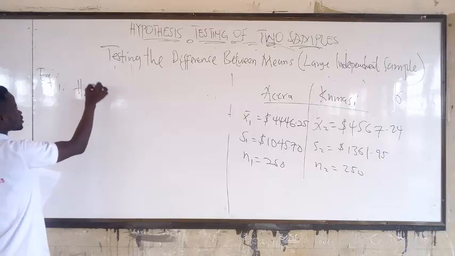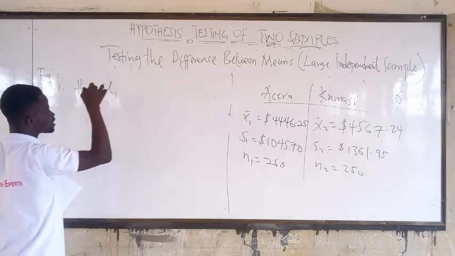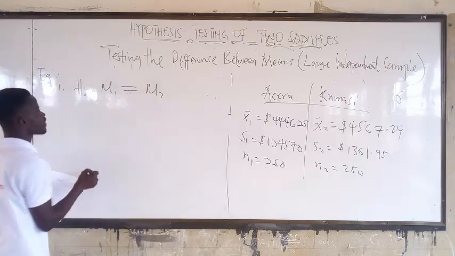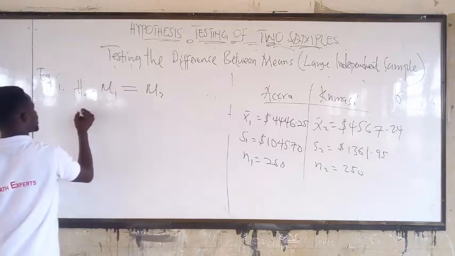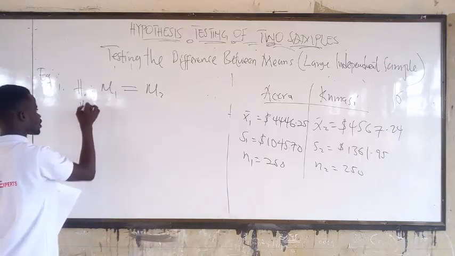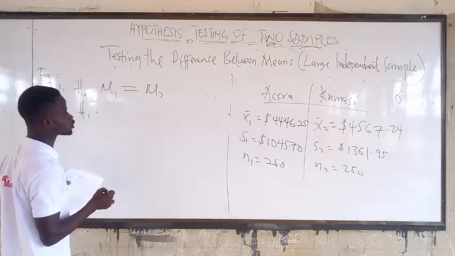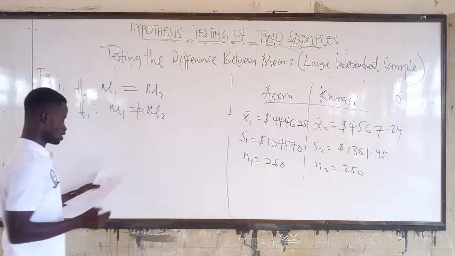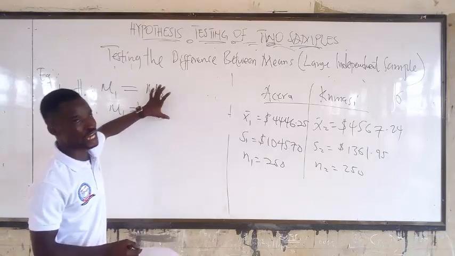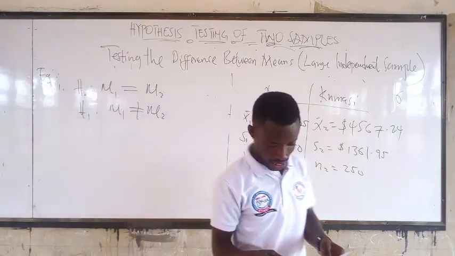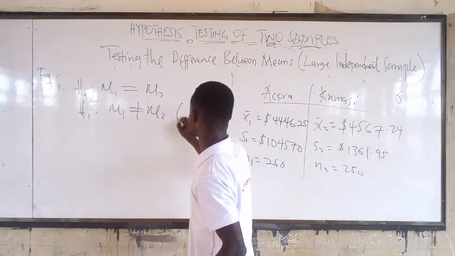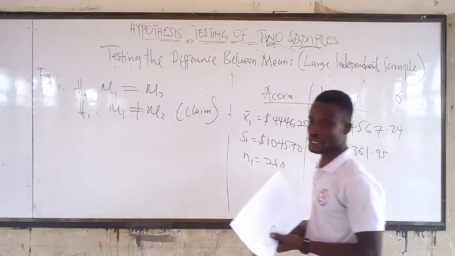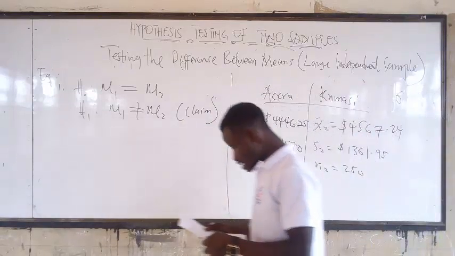So the H naught of this will be mu1 equal to mu2. In fact, this one will always be equal to mu2. Then the alternate hypothesis, the H1, is going to be mu1 not equal to mu2. Yeah, you are not going to equate it to any number. So you can see that this is the claim. Okay? Alright. So second step.